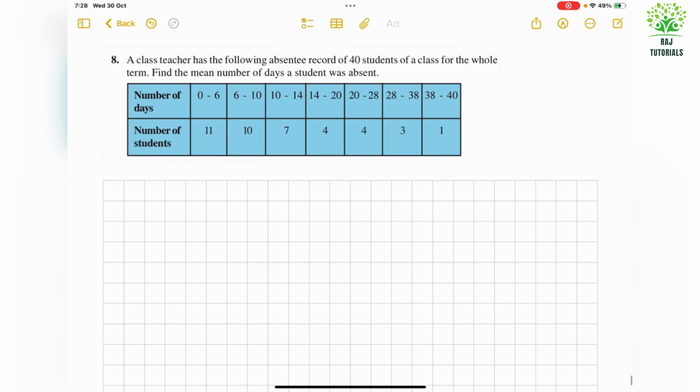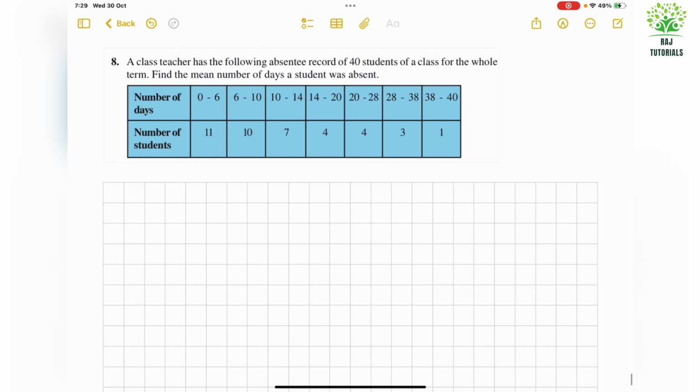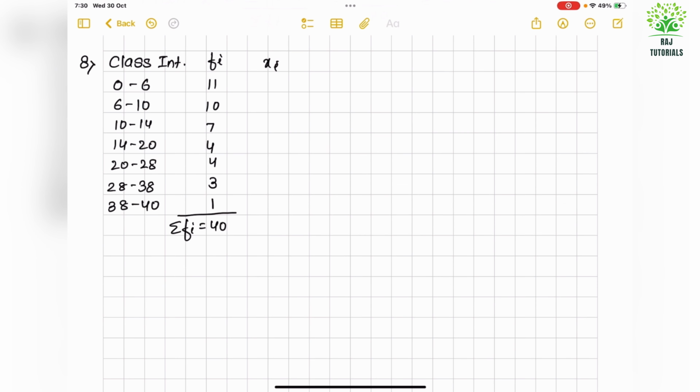Now the 8th one says a class teacher has the following absentee record of 40 students of a class for the whole term. Find the mean number of days a student was absent. Now if you see here carefully, the intervals are not equal, so I am finding the xi accordingly. So here it will be 3, 8, then 12, then 17, then 24, then 33, then 39.